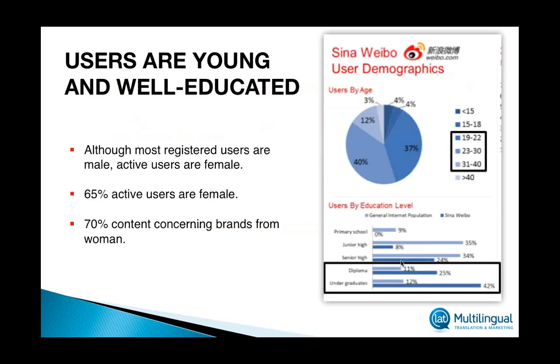The users of Sina Weibo are young and well-educated. Although most registered users are male, the active users are female. 65% of active users are female. 70% of content concerning brands is from women.